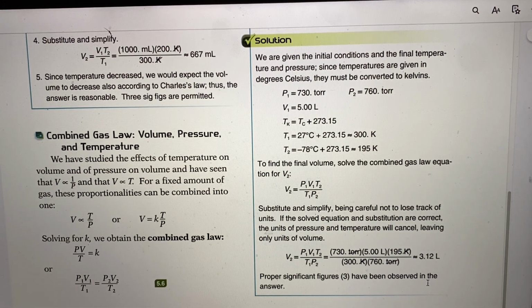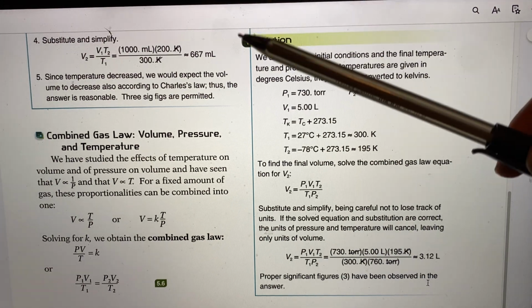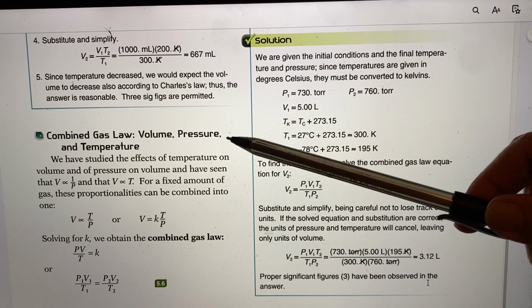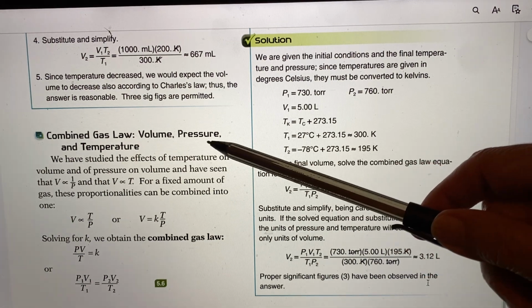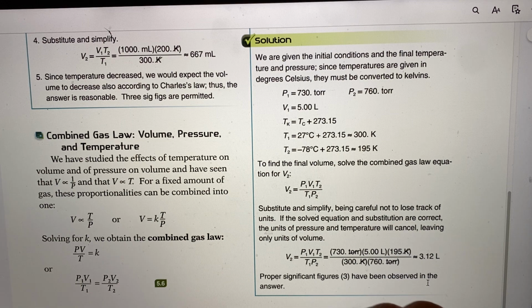As you recall, we're taking Charles' law and Boyle's law and combining them both so that we have an equation with volume, pressure, and temperature. So this would be the equation. Pressure and volume are inversely related, over temperature. You just really need to know this: P1 V1 over T1 equals P2 V2 over T2.